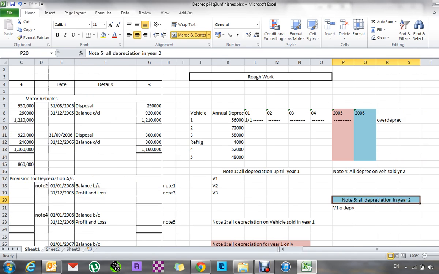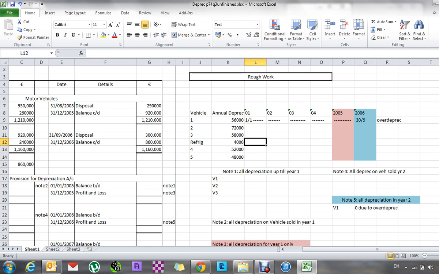So when I go and do the notes for depreciation for year 2, I'll need to make sure that I put in the fact that it's over depreciation. Now, when did I get rid of it? I got rid of it on the 30th of the 9th in that year. So I'm just going to put in here vehicle 1, we're going to have 0 to over depreciation. So I'll have no depreciation then.